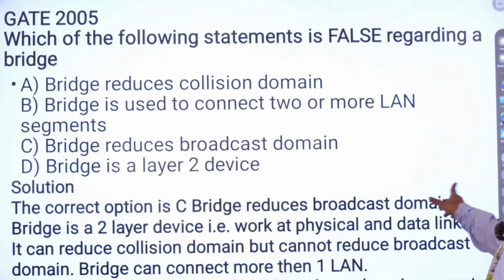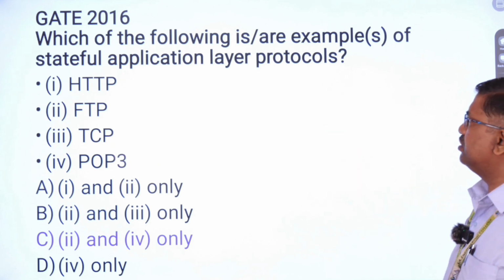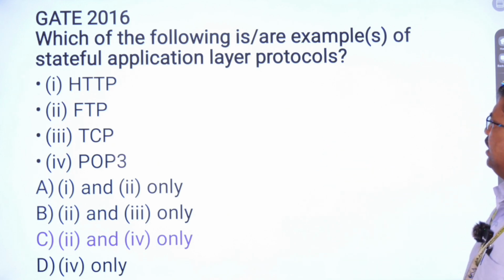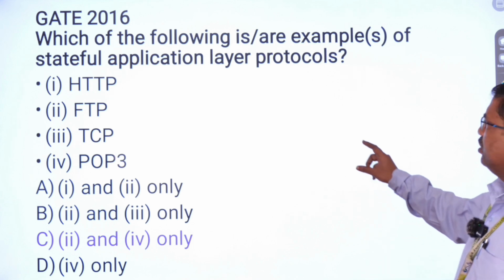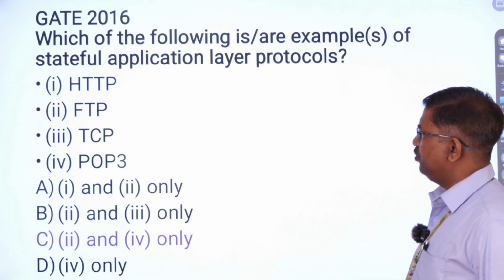So next, we can move on to the next question. This question came in the year 2016. Which of the following is an example of a stateful application layer protocol? We need to read the options one by one: HTTP, FTP, TCP, POP3.